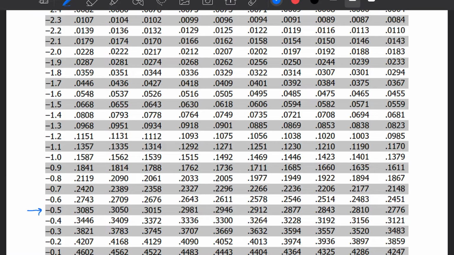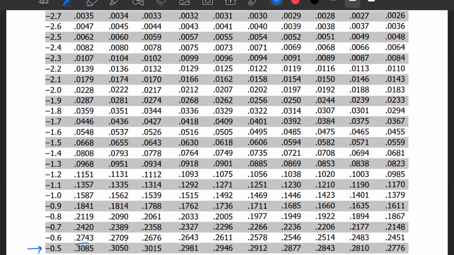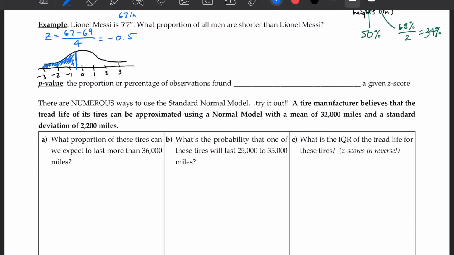Keep scrolling, and then bam, here it is, negative 0.5. And what's the second decimal place? It's 0, so I'm looking in this column here, scrolling down, and right there. That is our percentage, our proportion of men that fall below Lionel Messi's height. Or more generally, that is the proportion of area under the normal curve that is under half a standard deviation to the left. It's the same for all normal curves. A half standard deviation to the left has this particular percentage associated with it.